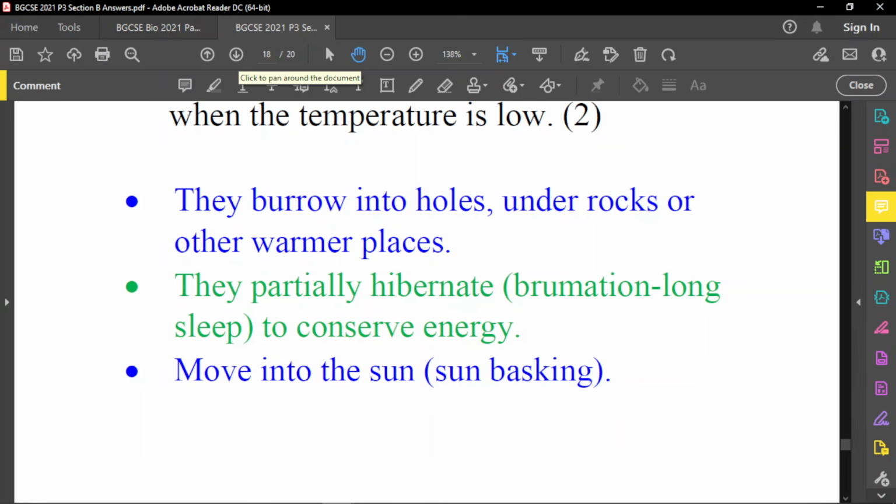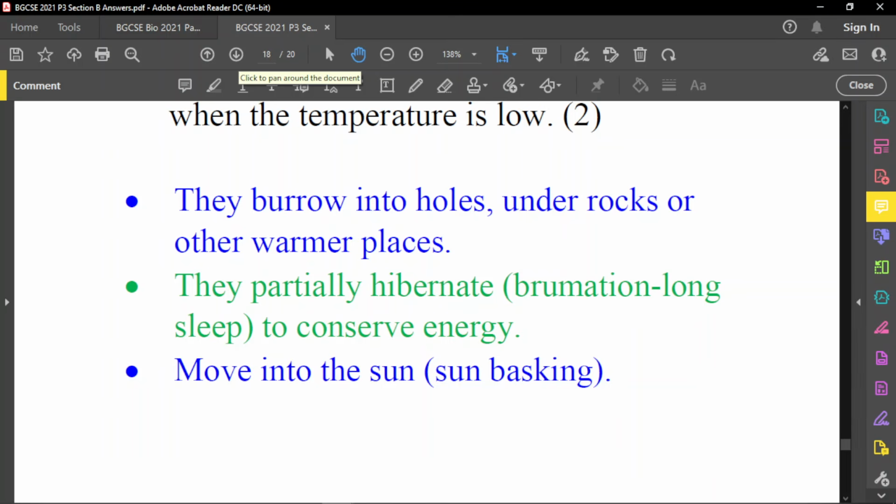And next thing that they do is they partially hibernate. Okay? And this partial hibernation is called brumation. And brumation is really a long sleep. So snakes do not truly hibernate, they only partially hibernate, with just like a deep sleep for a long period of time. And they do this to conserve their energy, because keeping the metabolic processes going on in the body, the heat will be retained instead of you using energy to walk up and down, and they don't walk, they crawl. All right.